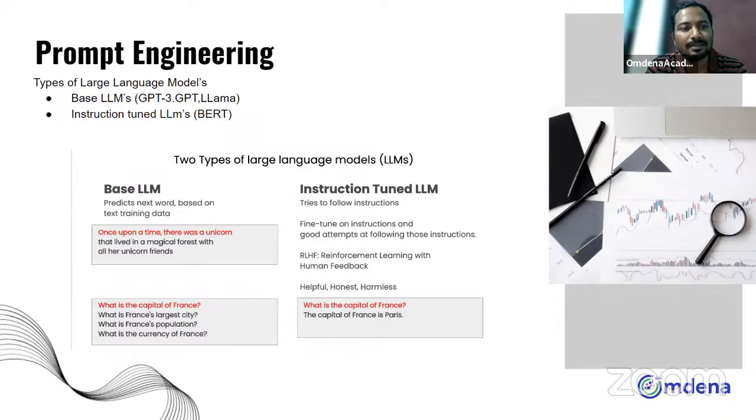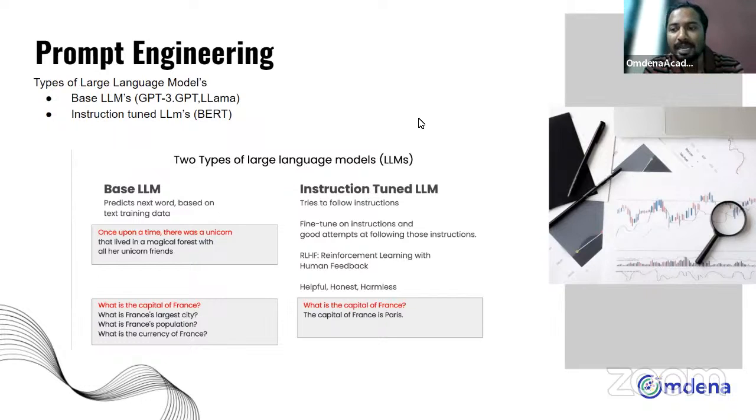We have base LLMs and instruction-tuned LLMs. Base LLMs are general-purpose LLMs. They are raw and available, such as GPT-3 and Llama. They can perform many tasks such as text completion, code completion, and summarization. You can also use them for sentiment analysis and any number of given tasks.